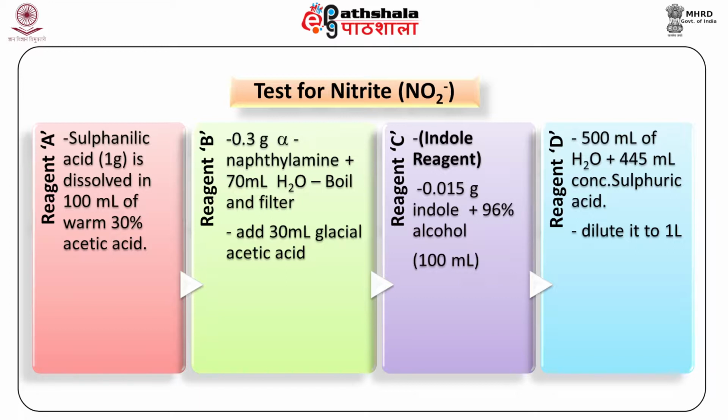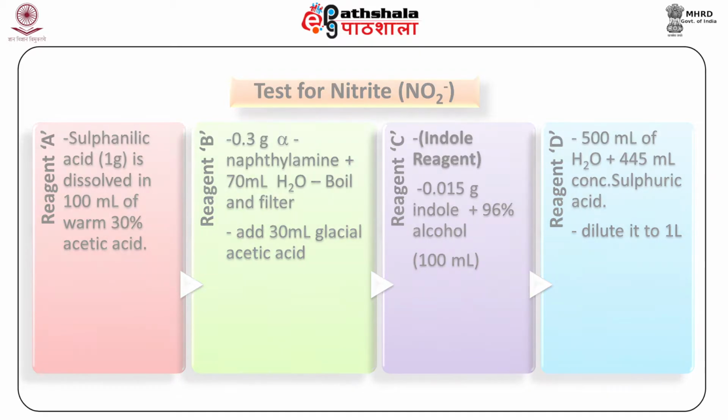Reagent C, or indole reagent. To prepare this reagent, 0.015 grams of indole is dissolved in 100 ml of 96% alcohol. Reagent D is prepared by slowly adding 500 milliliters of water under constant stirring to 445 milliliters of concentrated sulfuric acid. When the mixture cools down, dilute it again with water to 1 liter.